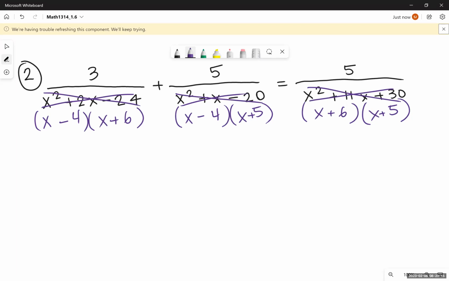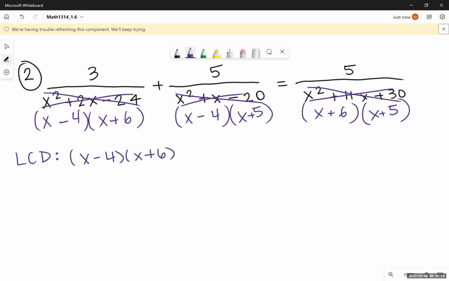Okay, so we factored those denominators into linear factors. Now we can find the LCD. Our LCD is going to be the product of all unique denominators, meaning don't write anything more than once. Starting from the left, do you notice how that denominator is those two factors, x minus 4 and x plus 6. Okay, I haven't written them yet. That makes them unique. I'm going to write them.